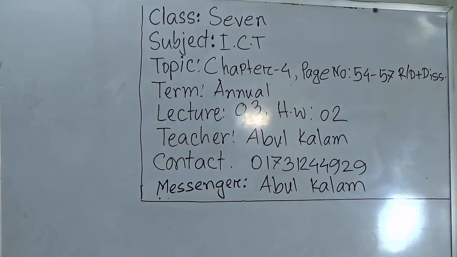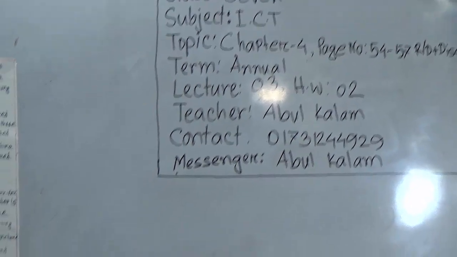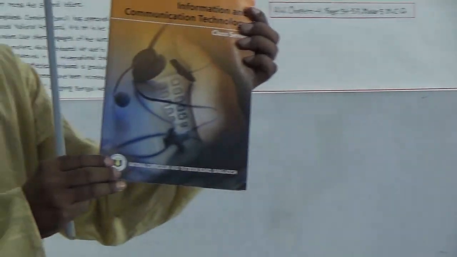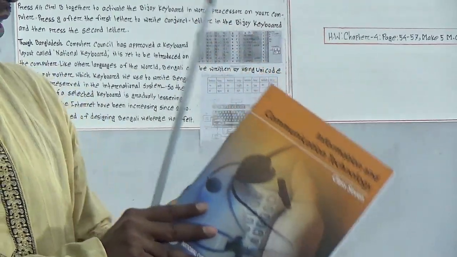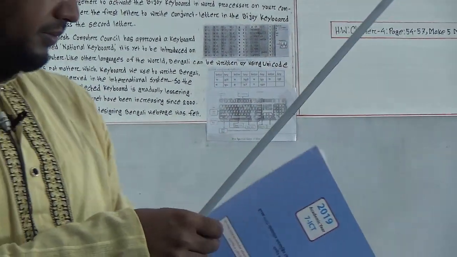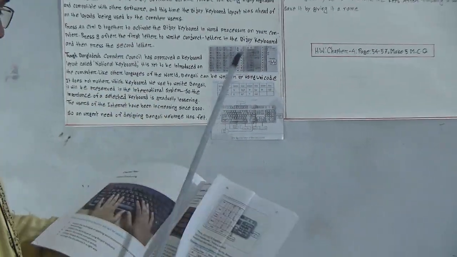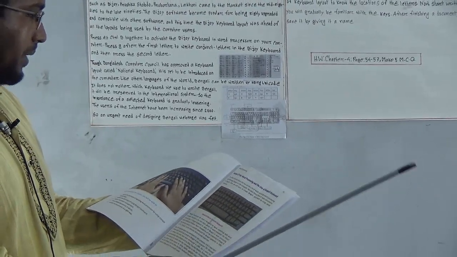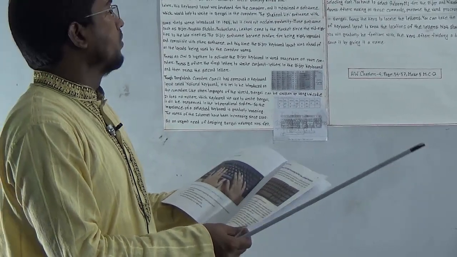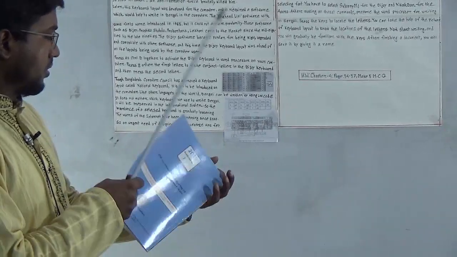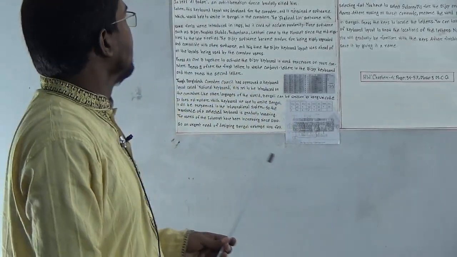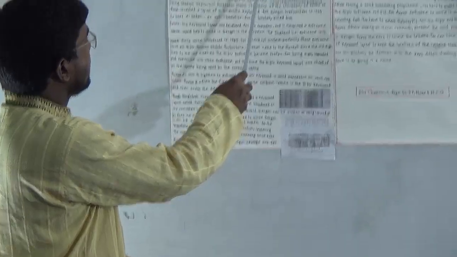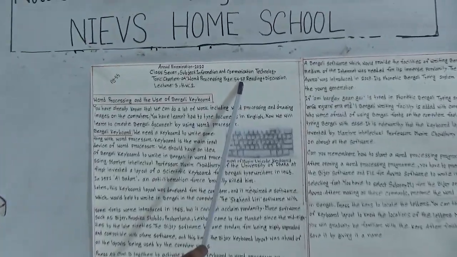So dear students, all of you open your Information and Communication Technology book, Chapter 4, page number 54. I hope that all of you have opened your book. Look at the title of our today's reading: Word Processing, page number 54 to 57.